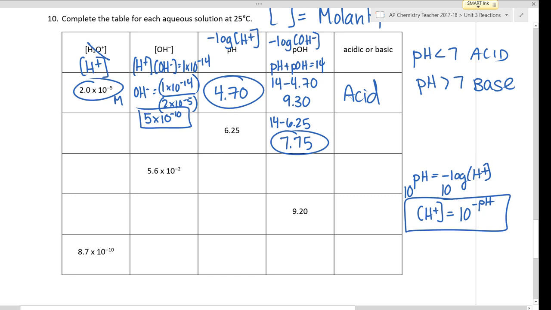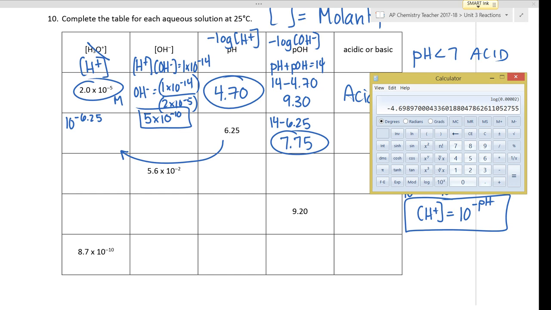That's the way logs work, because I want to make this positive. So let's say my H plus concentration is 10 to the minus pH. So I go and plug that in my calculator. I would work my way backwards here and say, okay, my H plus concentration is 10 to the negative 6.25. But I don't want to just leave it that way. I actually want to figure out what that is.